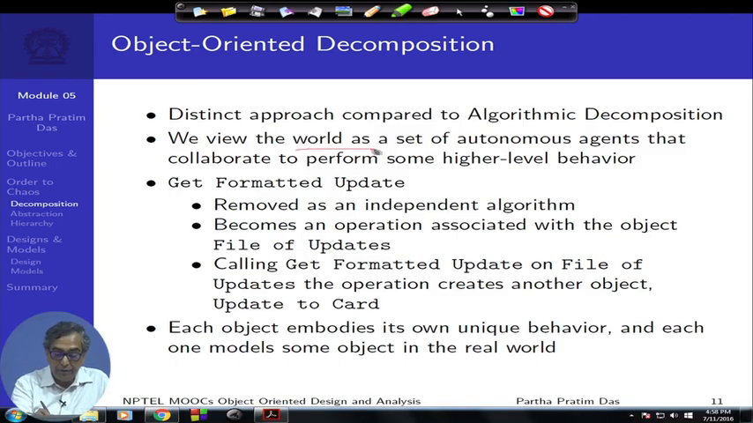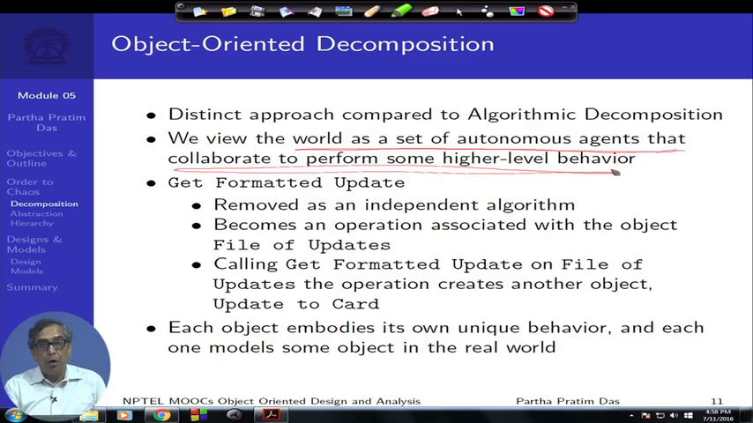The first thing is we view the whole world as a set of autonomous agents. This statement is a simple short statement, but it is a very strong statement about object oriented decomposition, in fact about object oriented analysis and design. That is, we think of this whole system as if it is a collection of certain autonomous agents. Autonomous means active entities which can behave on their own.